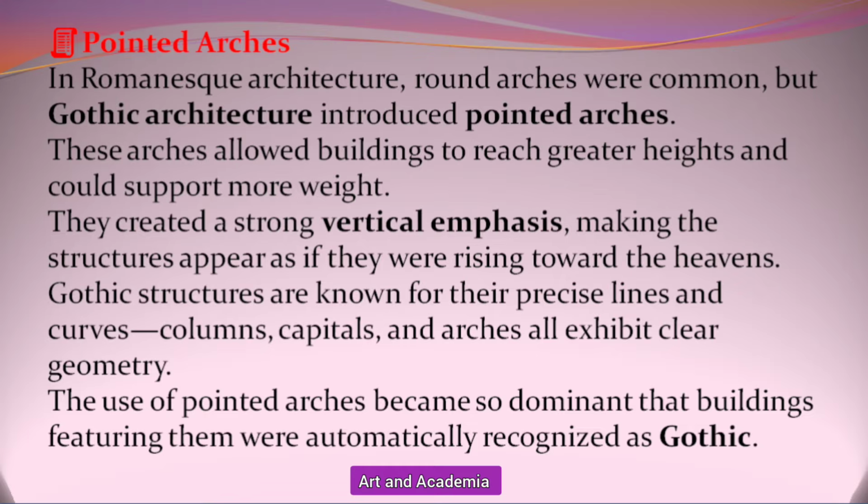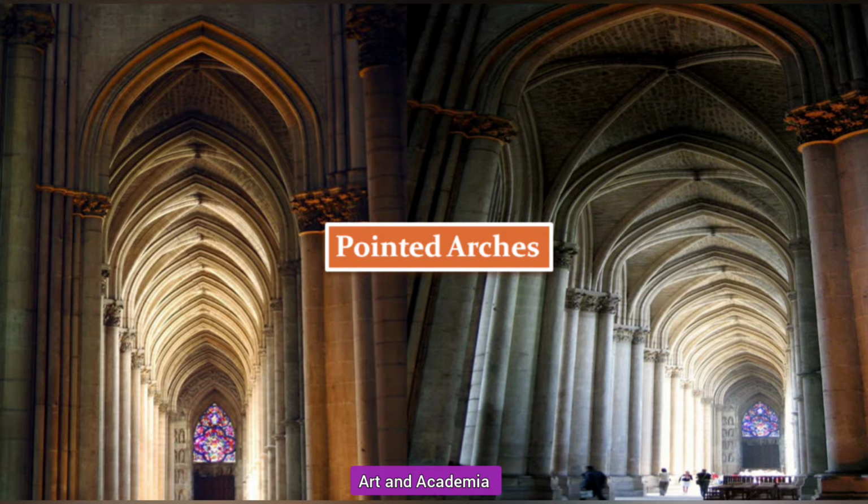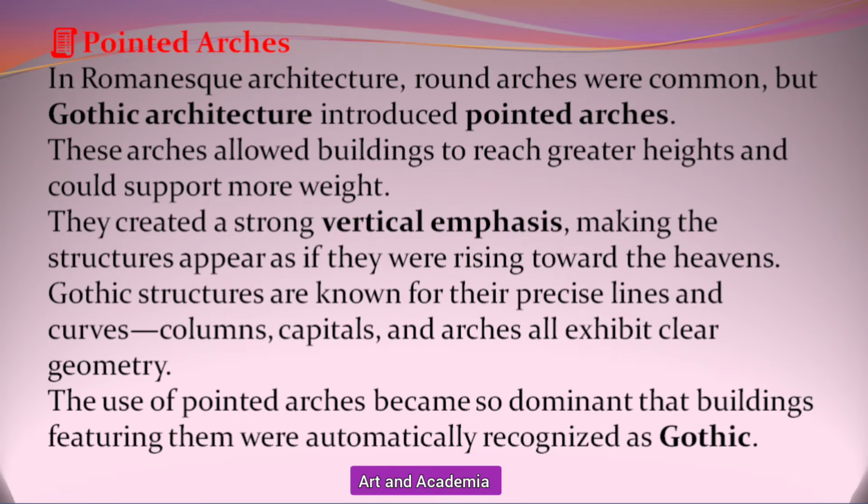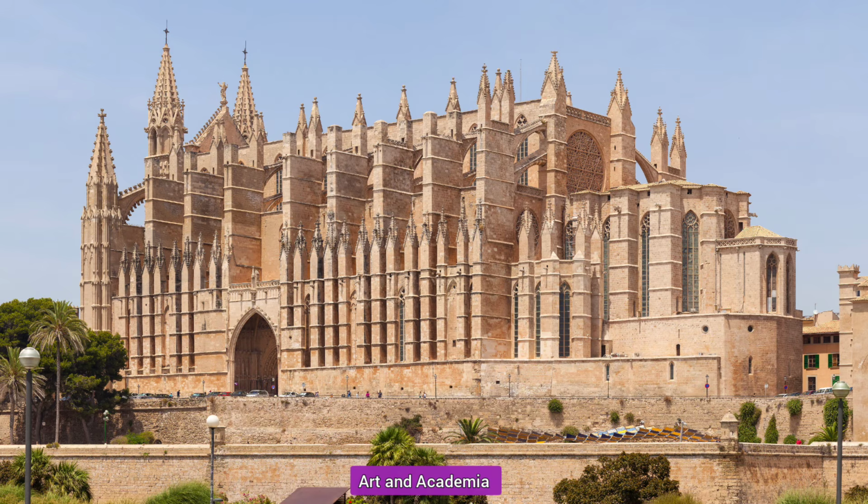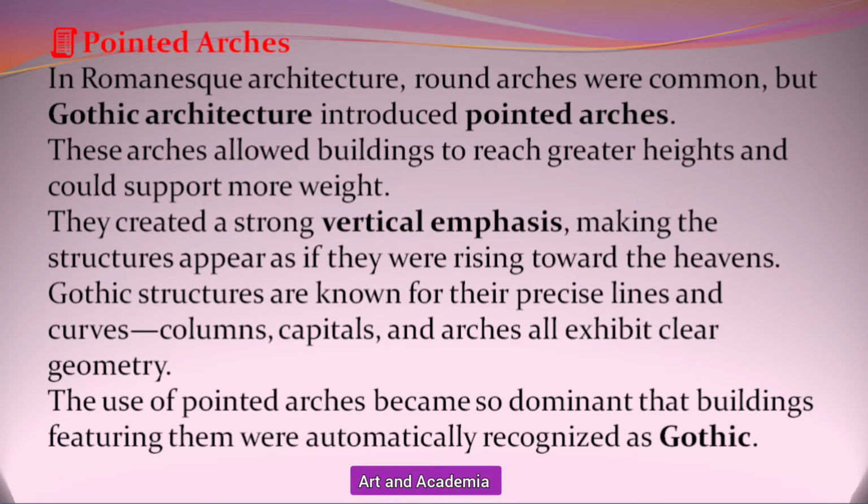Gothic structures are known for their precise lines and curves. Columns, capitals, and arches all exhibit clear geometry. The use of pointed arches became so dominant that buildings featuring them were automatically recognized as Gothic.